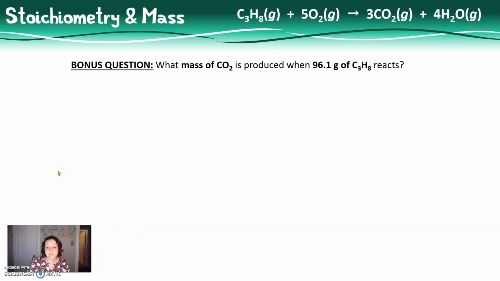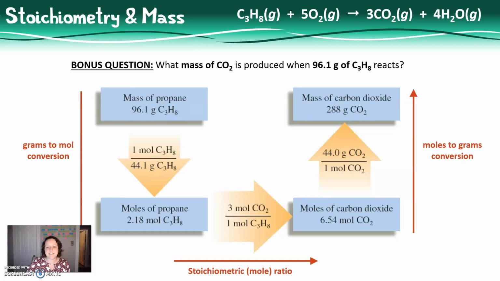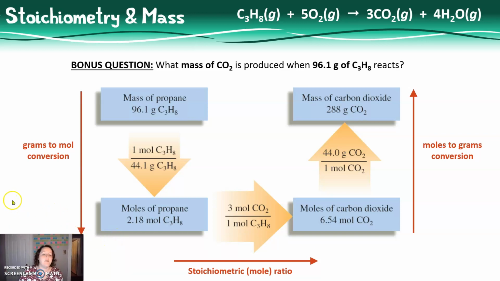Ready to review? This time, I'm presenting the workflow of this calculation with images, as this is sometimes something that will help students visualize the steps that are involved. Note that the sequence of steps is very similar to the previous calculation, but some of the conversion factors have changed. The mole ratio is now between carbon dioxide and propane, and the final molar mass conversion factor is now for carbon dioxide instead of oxygen. This gives a final answer for this calculation of 288 grams of carbon dioxide that would be produced from fully combusting 96.1 grams of propane.